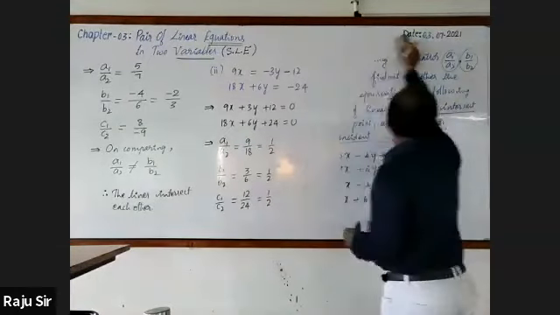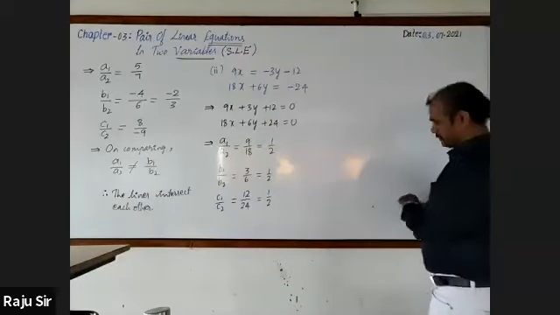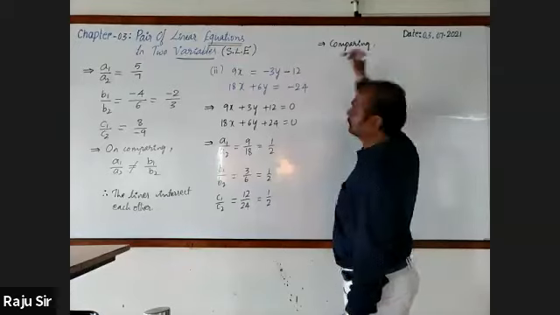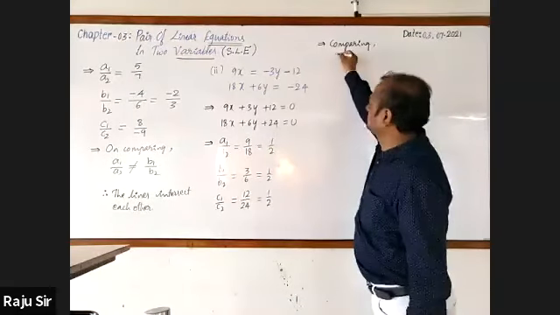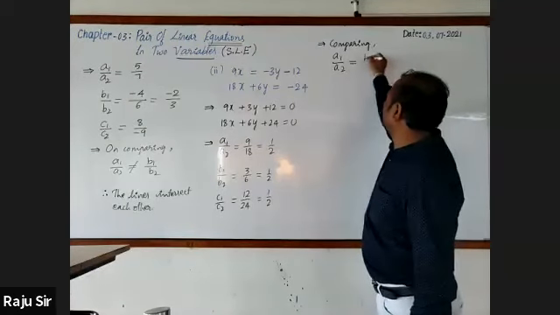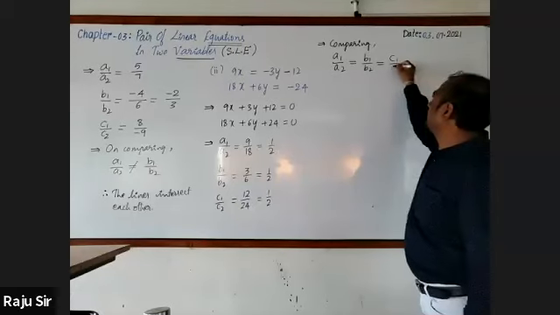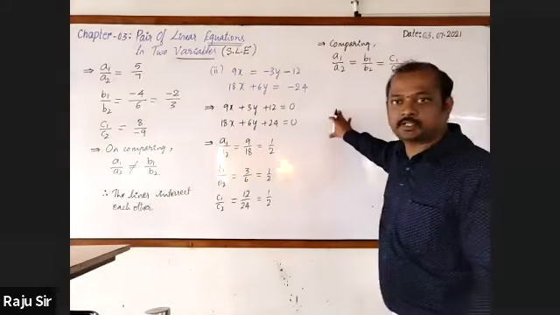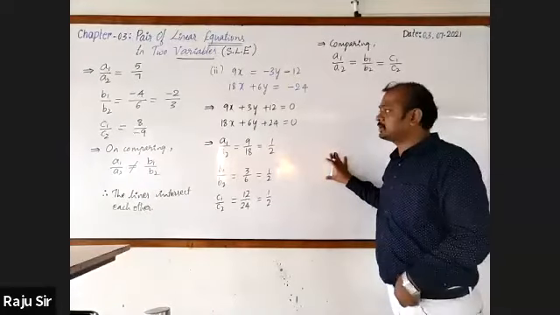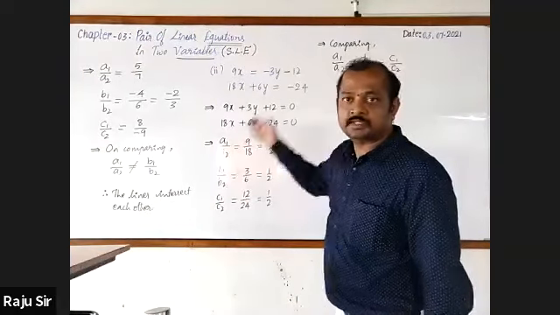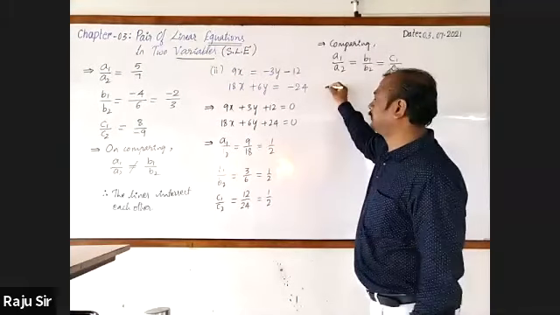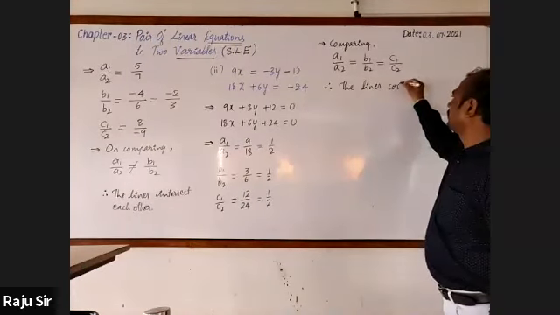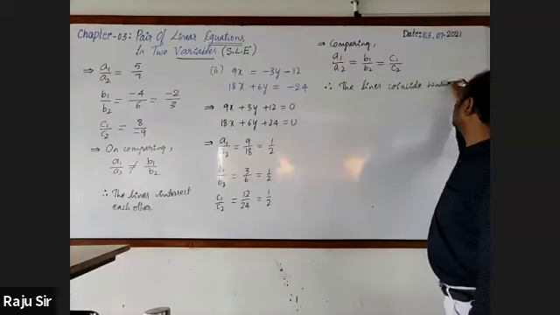Let us go for comparing all the ratios. You can come to know that A1 by A2 is equal to B1 by B2 is equal to C1 by C2. All the three ratios are equal. As they are equal, you can say that the lines representing these equations coincide with each other. Therefore, the lines coincide with each other.